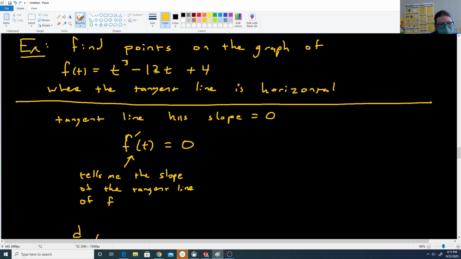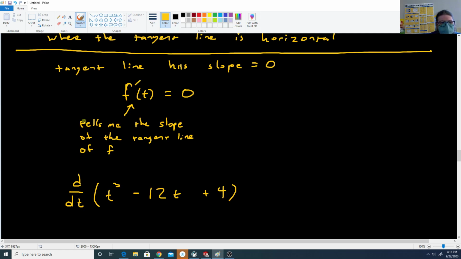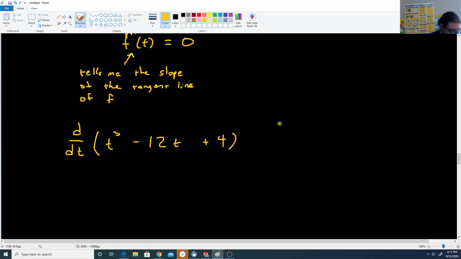So I've got t cubed minus 12t plus 4. I'll use this to generate the derivative, and then I'll set that derivative equation equal to 0, and that will tell me the t points where the tangent line has slope 0, which will be points where the tangent line is horizontal.